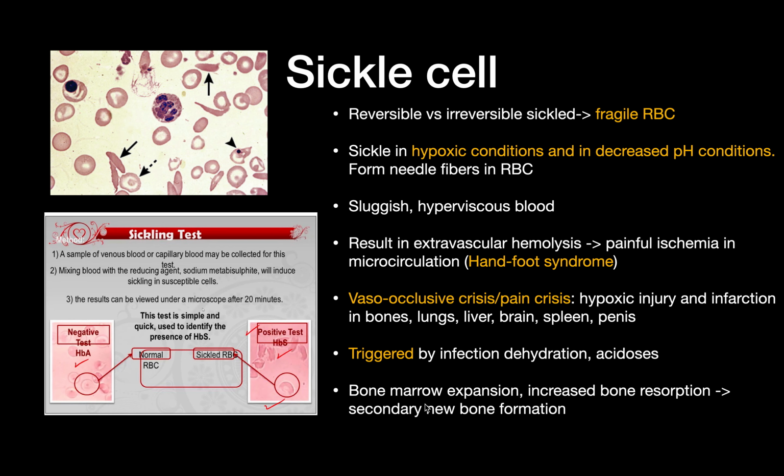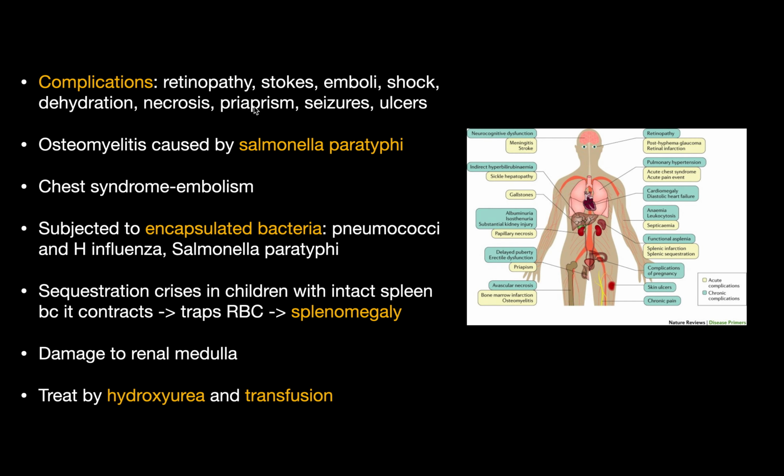There is going to be bone marrow expansion and secondary new bone formation. So the complications, of course, are going to be retinopathy, strokes, emboli, shock, dehydration, necrosis, priapism, seizures, and ulcers. These patients are really prone to Salmonella paratyphi infections, and that can cause osteomyelitis. They can be subjected to infections by encapsulated bacteria as well, and this is particularly problematic because these are really hard to treat.